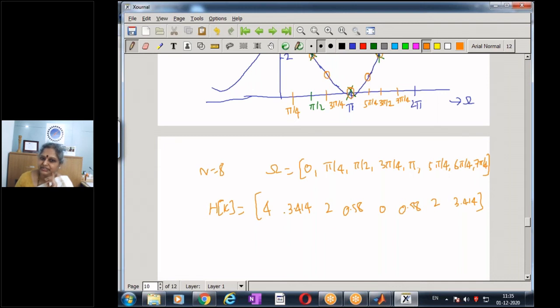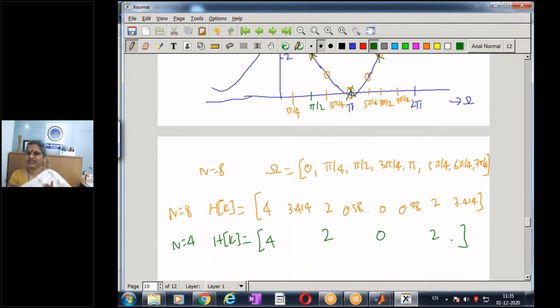And what is interesting is if I look at n equal to 8 and compare it with the result for n equal to 4, so my H of k is 4, 2, 0, 2. When I increase the resolution, I'm just getting additional values in between. So I can extract the 4 samples from the result corresponding to n equal to 8. From n equal to 8, I can get the result for n equal to 4.